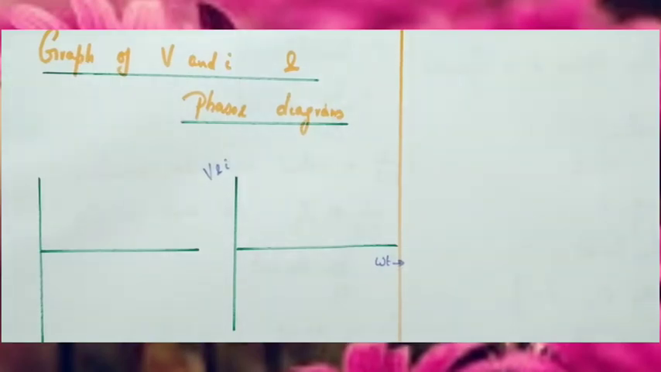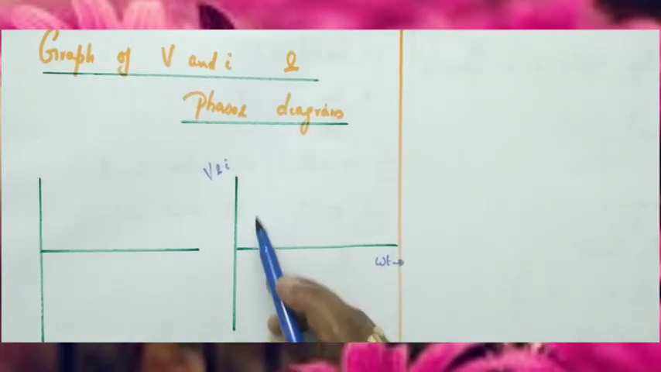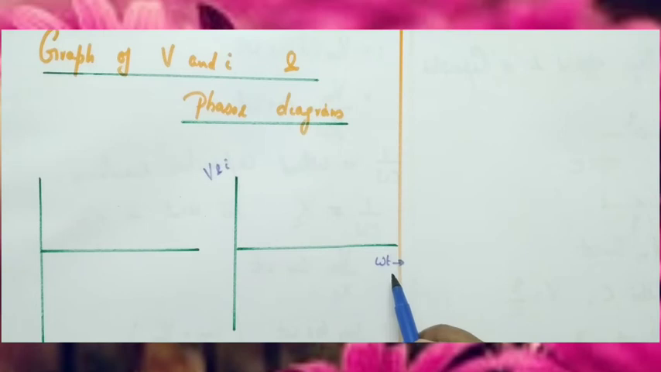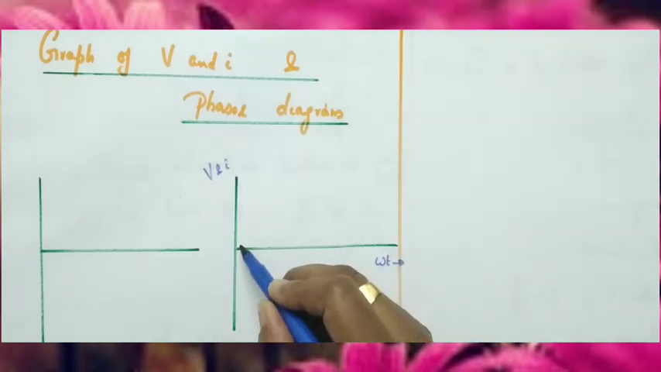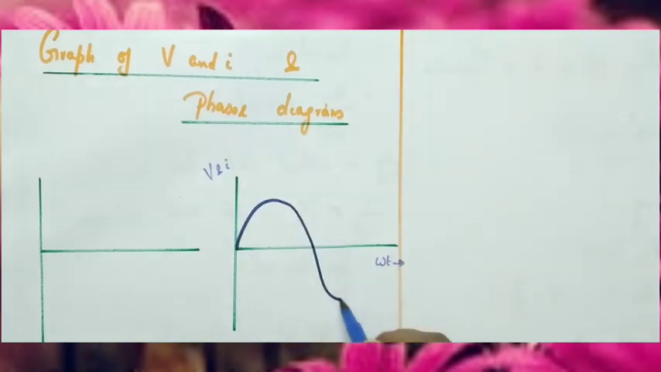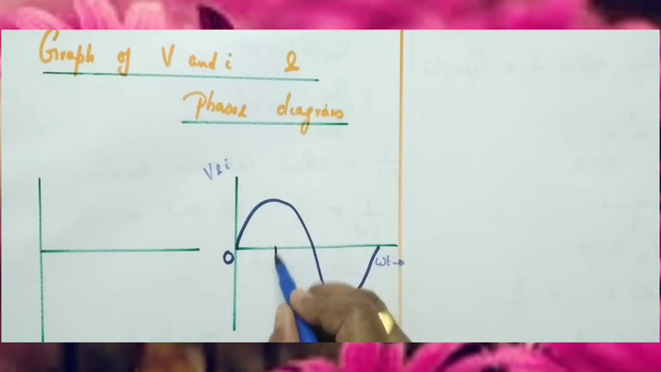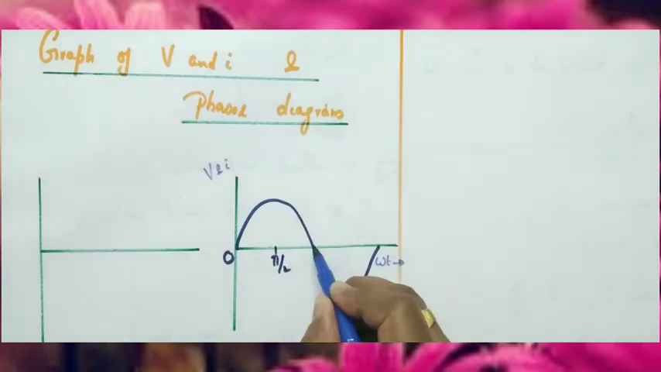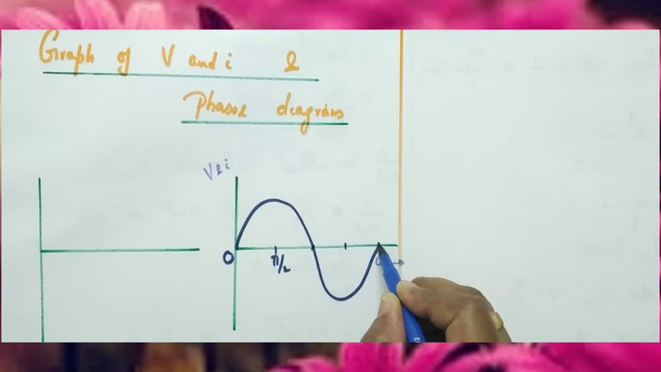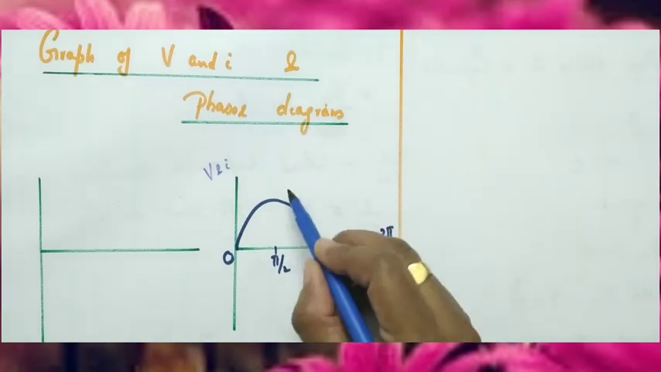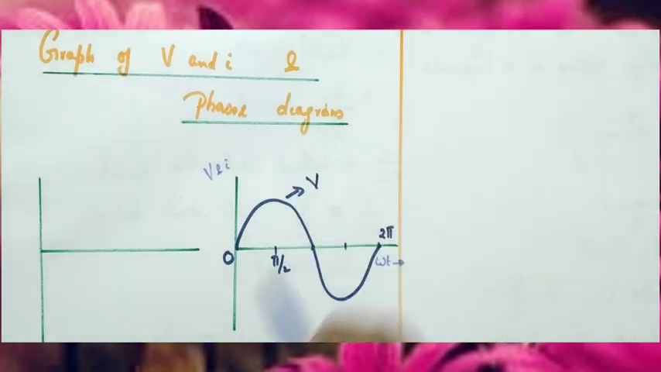Now we can draw the graph of voltage and current and the phasor diagram when AC voltage is connected to a capacitor. Here a graph is drawn with omega t along the x-axis, voltage and current along the y-axis. As usual, this represents the voltage. Here the angle is 0, the maximum value at pi by 2, here pi, here 3 pi by 2, and this one is 2 pi. And this line represents voltage. Clear?